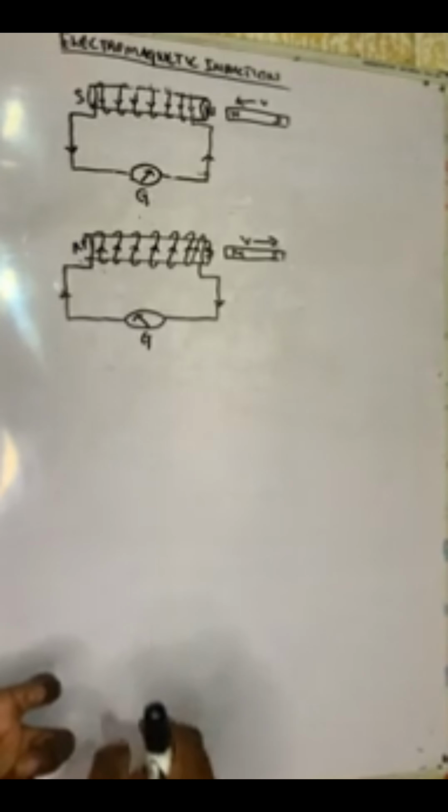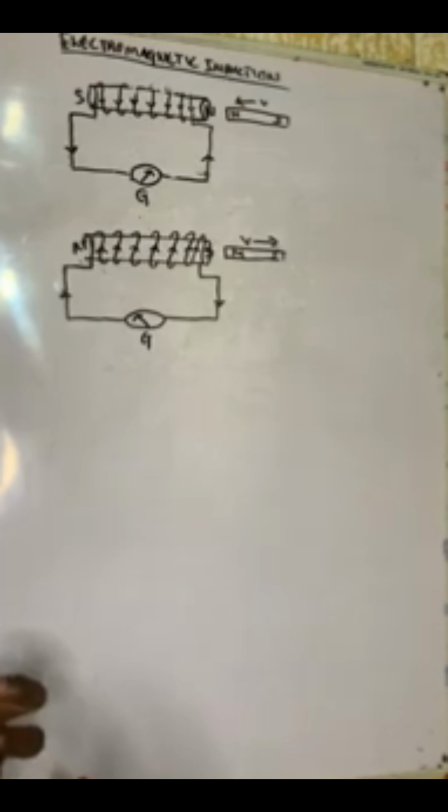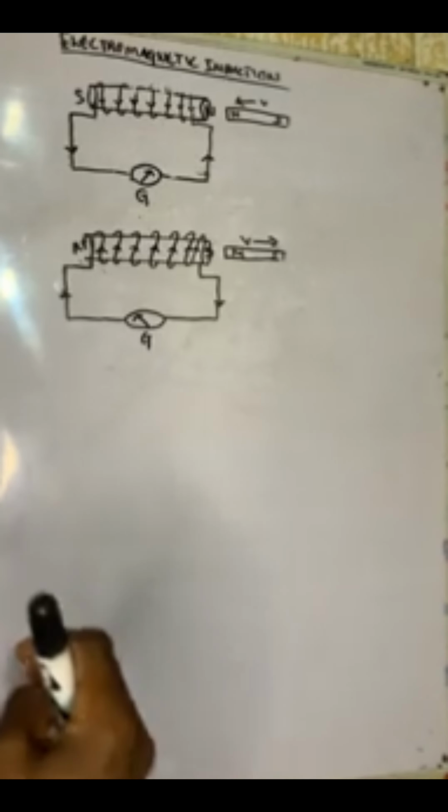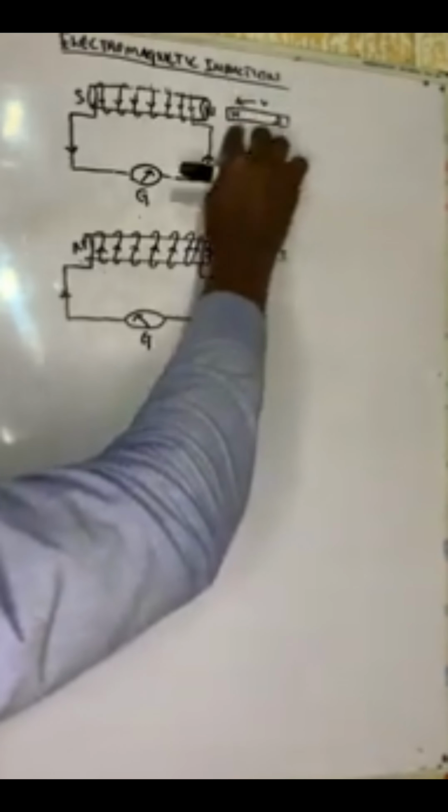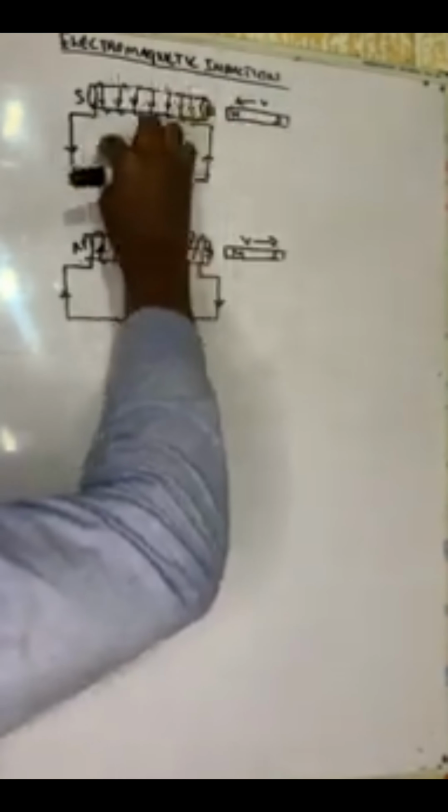So in exam, when it asks you to define electromagnetic induction, you should be able to tell the examiner that this is the electric current that is generated as a result of the relative motion between a magnetic field and a coiled conductor.